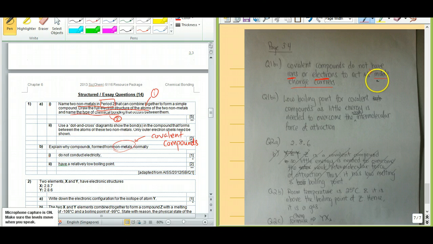And for 1b part 2, it has a relatively low boiling point, very simple. So low boiling point for covalent compounds, very typical answer. Little energy needed to overcome the weak intermolecular force of attraction, or sometimes you can say intermolecular bonds. And these are the reason why compounds formed by non-metals, which are your covalent compounds, relatively have a low boiling point.